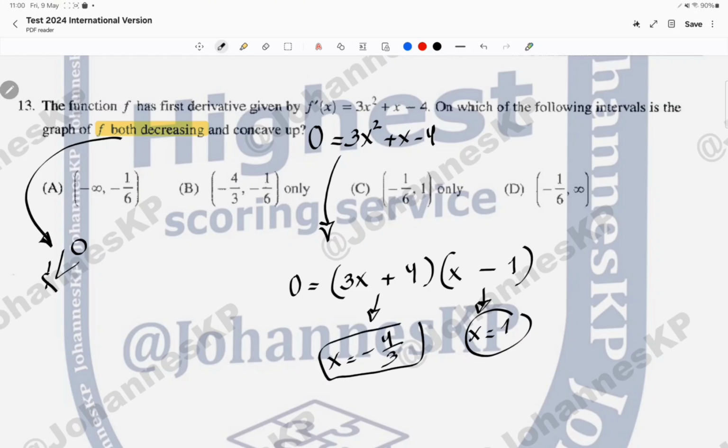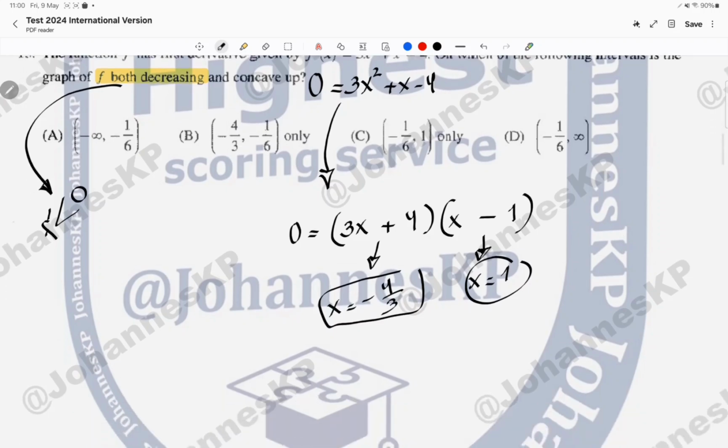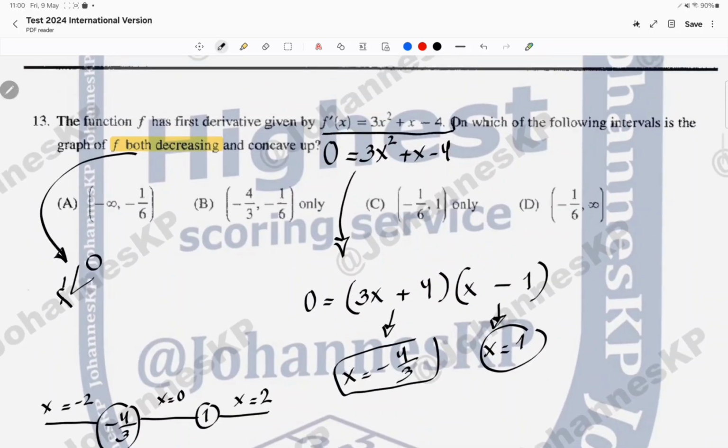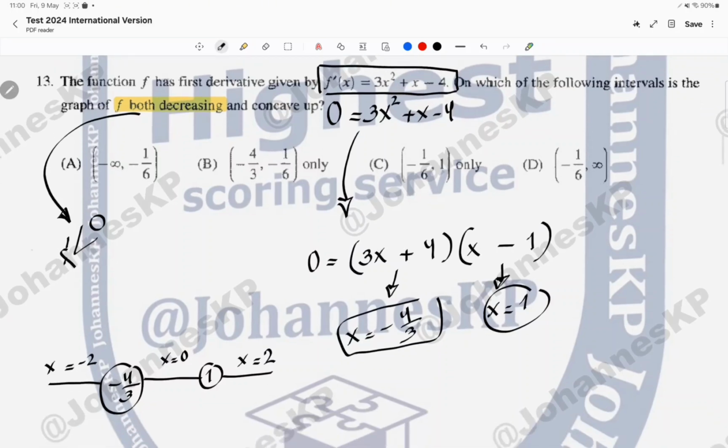We can now use them to assess if the f prime is negative or positive to know if it's decreasing or not. So now we're going to say, here we have minus 4 over 3, and here we have a 1. x minus 2, x of 0, x of 2. Where do you plug these points? We plug them in the f prime, essentially. Actually, let's just plug in minus 10. I think it's easier.